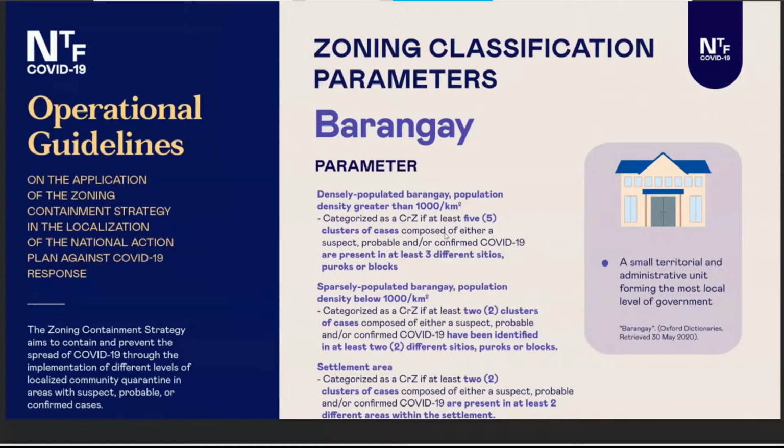And for sparsely populated barangay, it can be categorized as critical zone if at least 2 clusters of cases composed of either suspect, probable, or confirmed have been identified in 2 different sitios, puroks, or block. Sa settlement area naman po, pag may nakategorize natin siya as critical zone or lockdown area, kailangan may dalawa siyang clustering of cases present in at least two different streets in that area in that particular settlement.